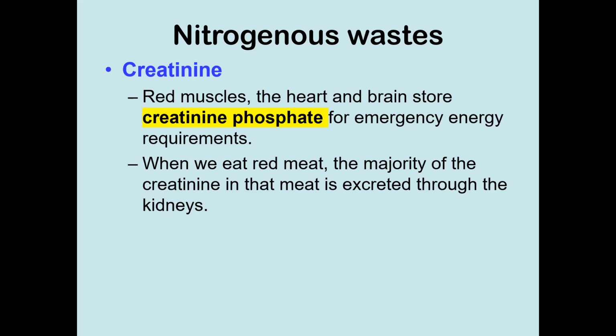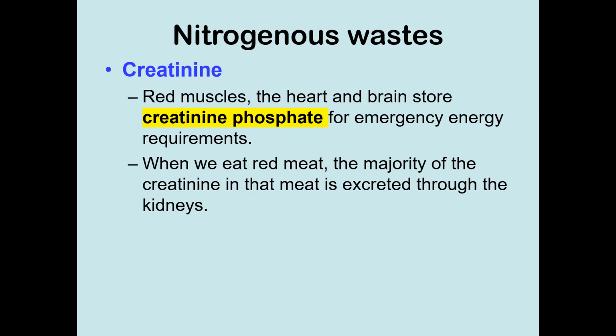Now we have another nitrogenous waste called creatinine. Well, that's not the waste. Creatinine is a form of ATP, but it's different. Instead of adenosine, it uses creatinine. And in our muscles, the red muscles, the heart muscle, and the brain, we store this for emergency use.